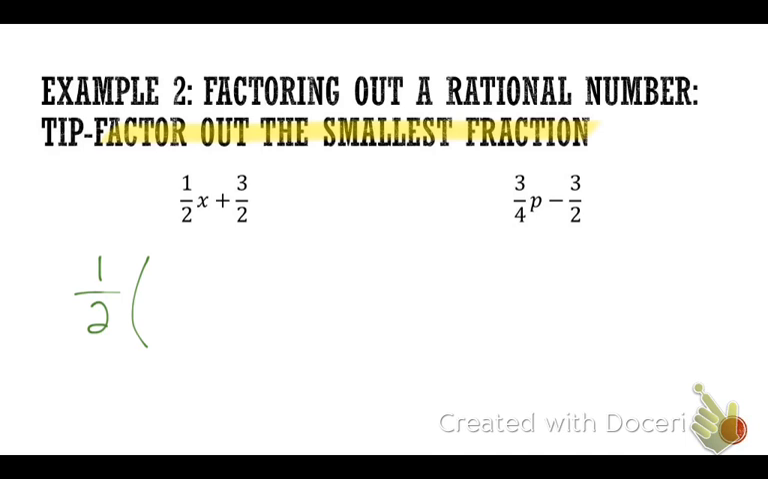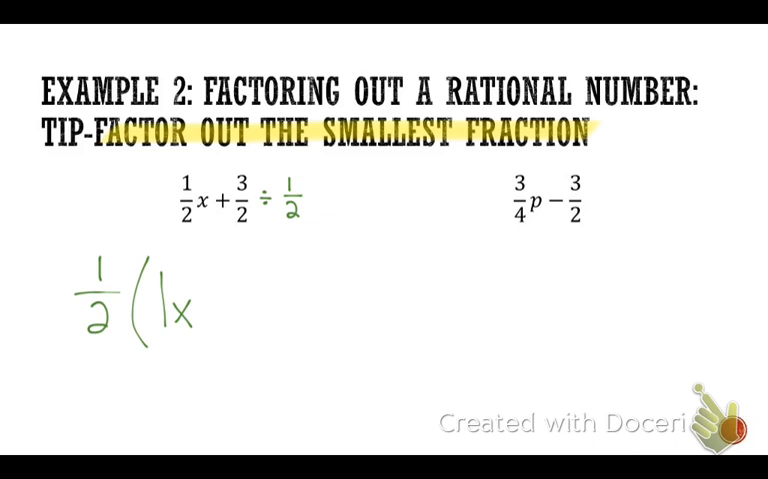Okay, here's the good news. Whichever one was the smaller one, this is easy. Any number divided by itself, what's 1/2 divided by 1/2? 1. Any number divided by itself is 1. So all you have left is 1x. Now you will have a little bit of work because you do have to divide the second term by the fraction you factored out. So you will do 3/2 divided by 1/2.